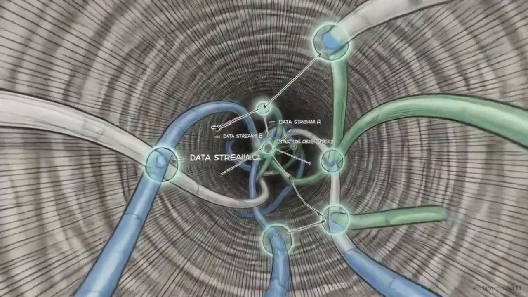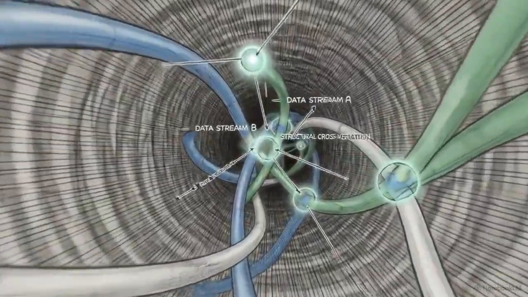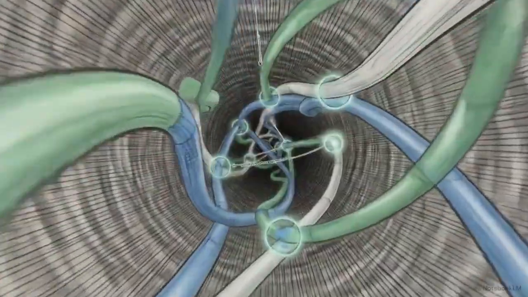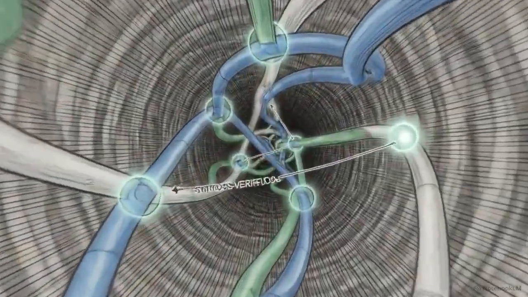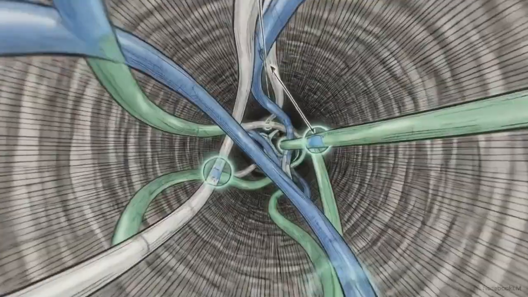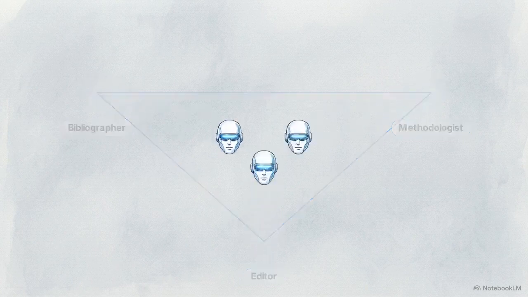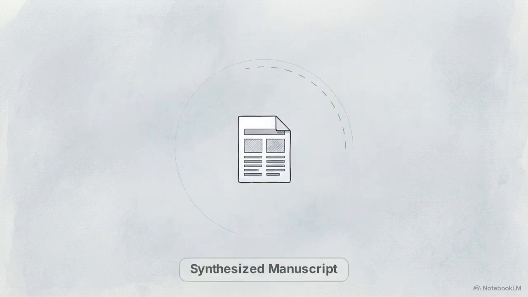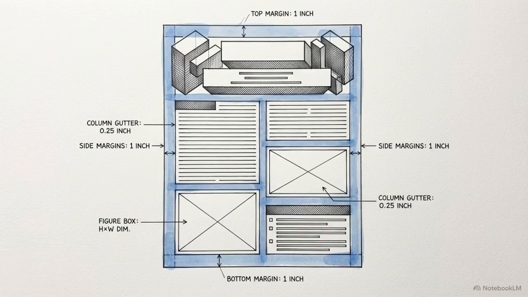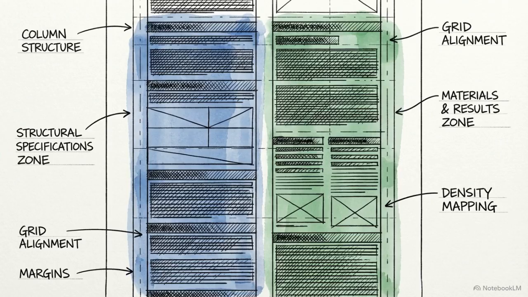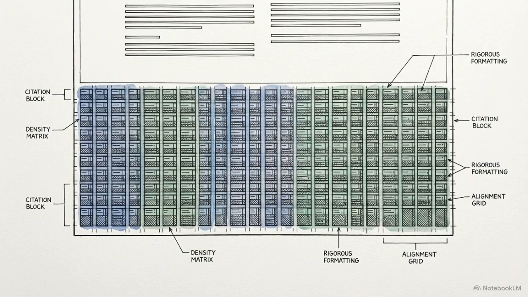By forcing multiple specialized nodes to cross-check every claim before finalizing the text, the platform actively suppresses the hallucination rates inherent to single prompt models. The swarm acts as an automated internal peer review panel. Once consensus is reached, the agent swarm collapses its work back into a single unified document. The output delivers a complete end-to-end structure: an abstract, introduction, materials and methods, results, and perfectly formatted citations.